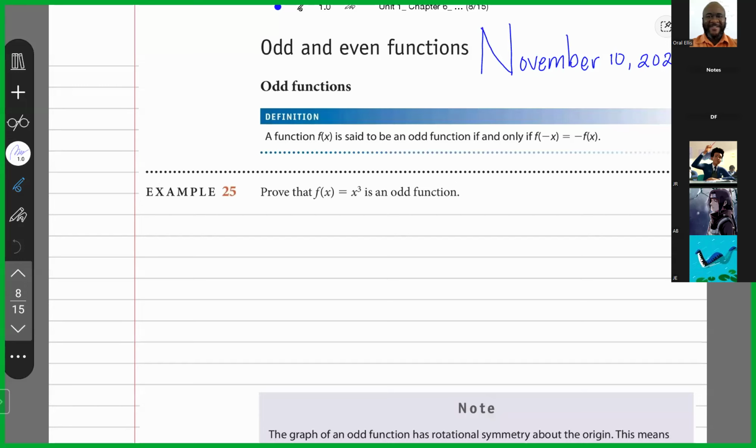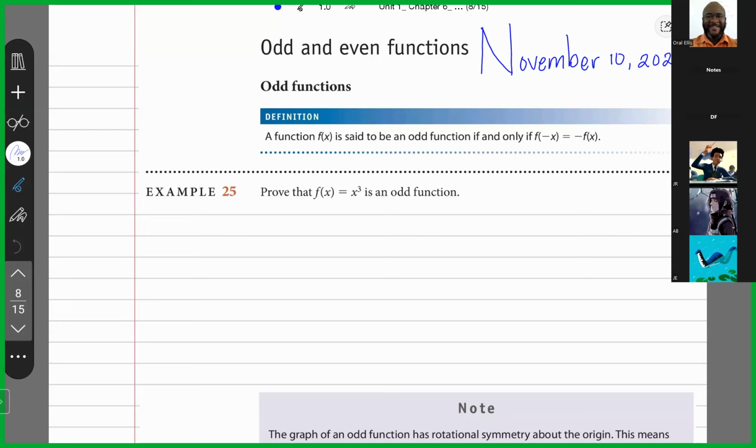All right, so today we're going to start by looking at odd and even functions. Here's how we start. We start by giving a definition for an odd function. A function f of x is said to be an odd function if and only if f of minus x is equal to minus f of x.